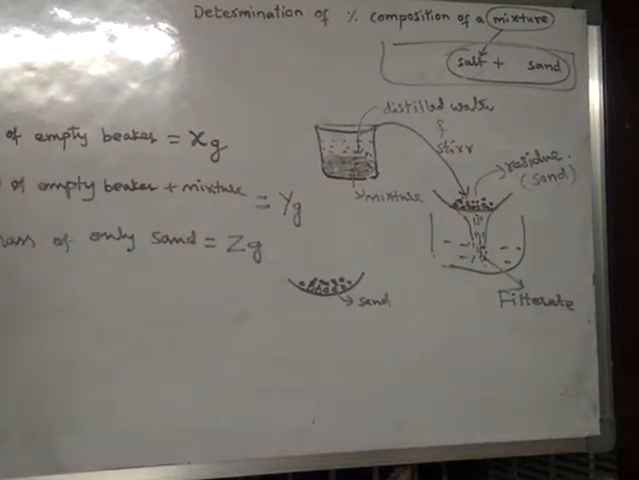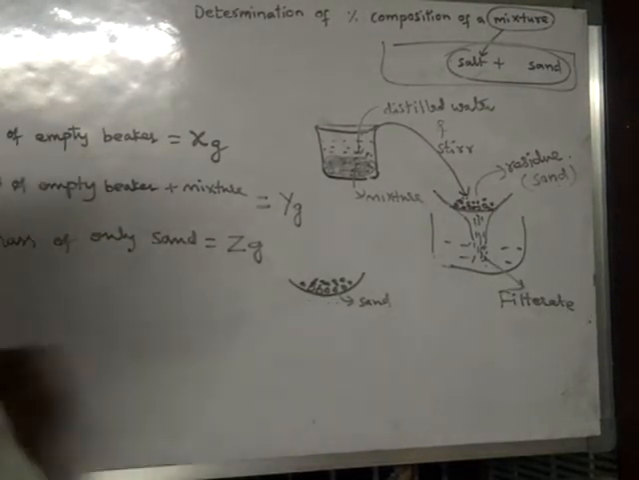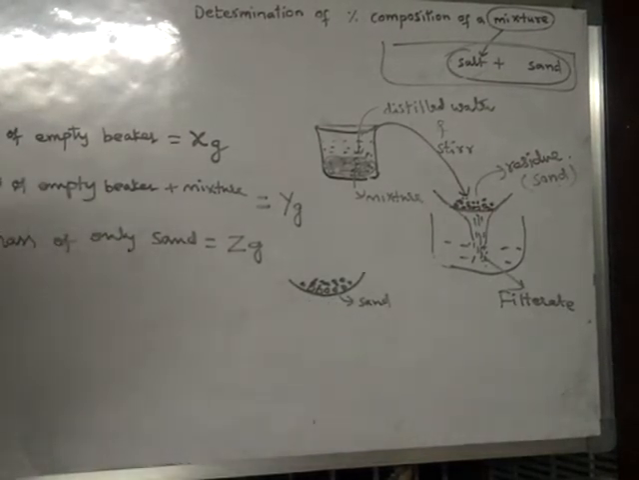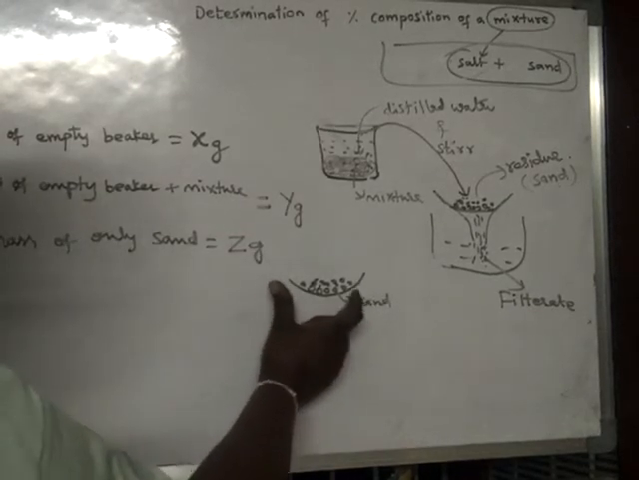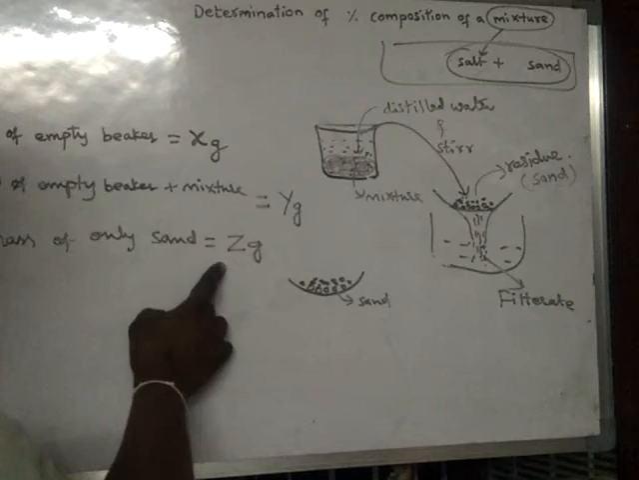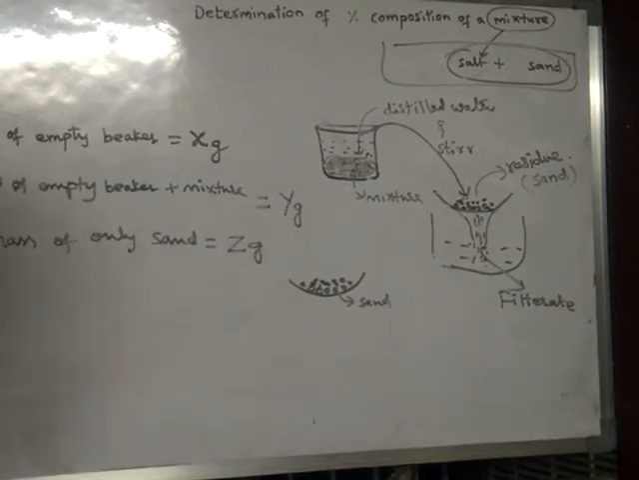Okay, now this sand is made to dry. Allow it to dry for some time. After perfect drying of this sand, simply find the mass of this sand, the weight of this sand, and note it as Z grams.